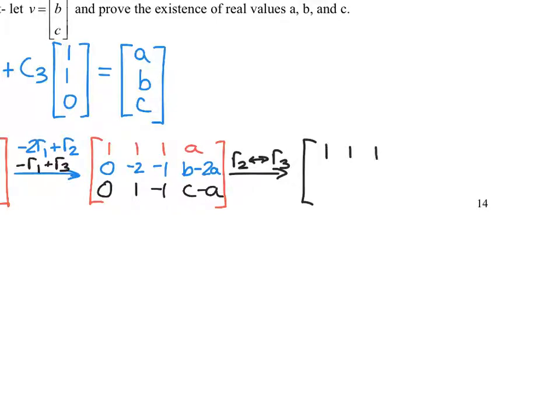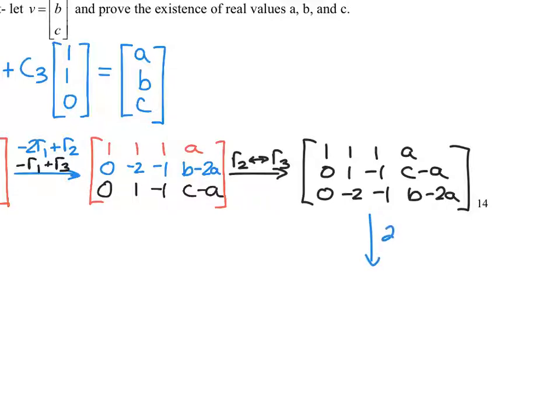So 1, 1, 1, A, 0, 1, -1, C minus A, and then 0, -2, -1, B minus 2A. So then what I'll do is 2 times R2 plus R3.